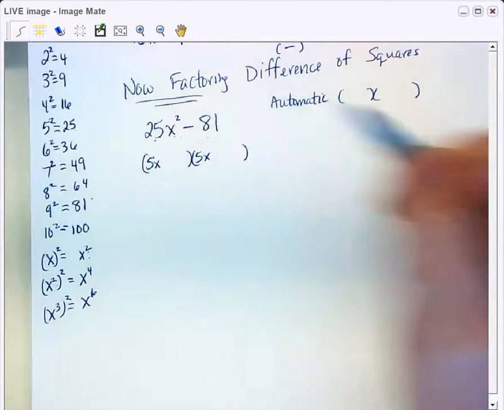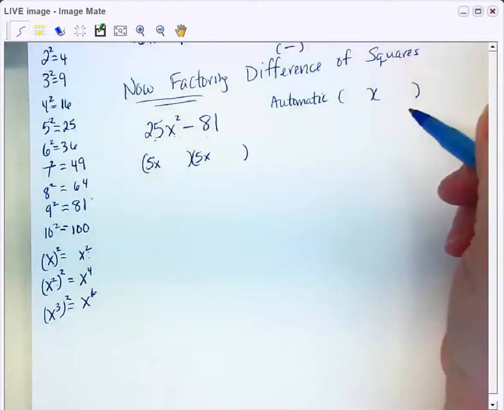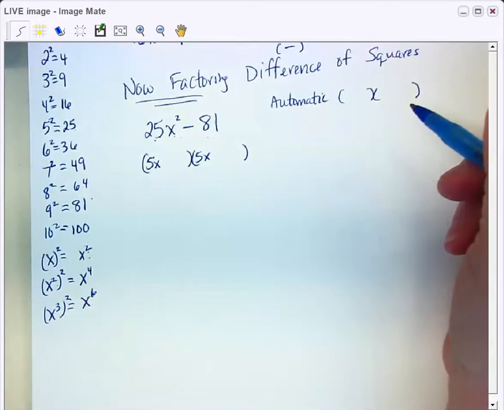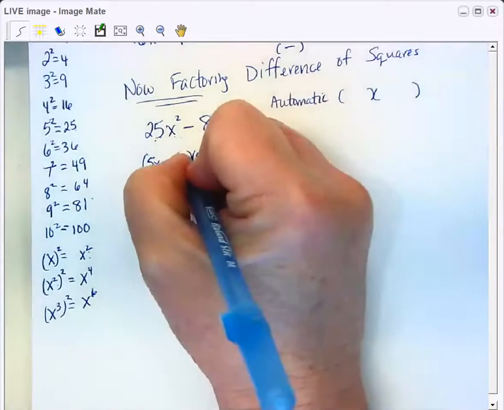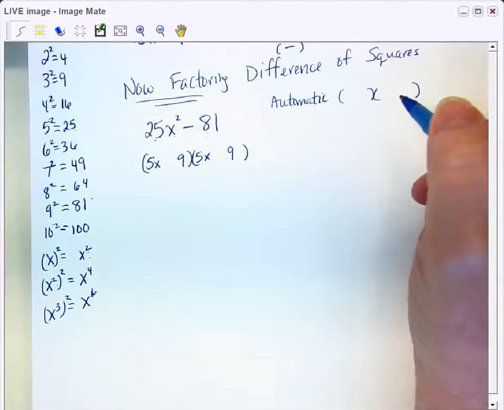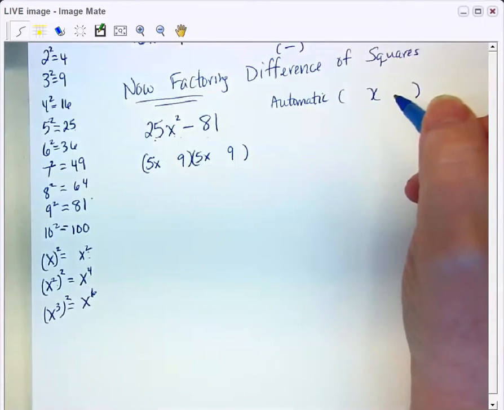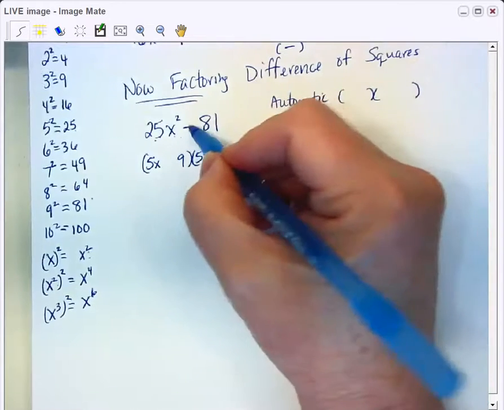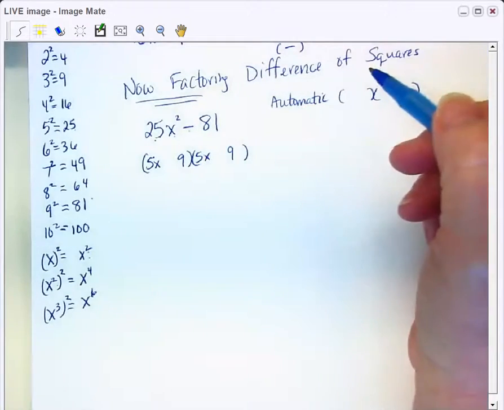Okay, what do I have to square to get an 81? Okay, good. A lot of response there. A 9 and a 9. What are the two signs that'll multiply together to give me a minus? What two signs multiply together to give me a minus?